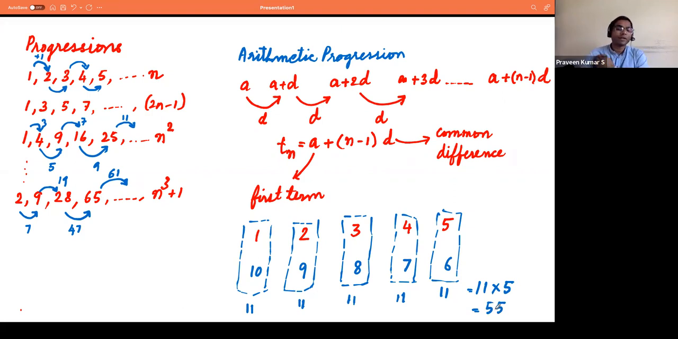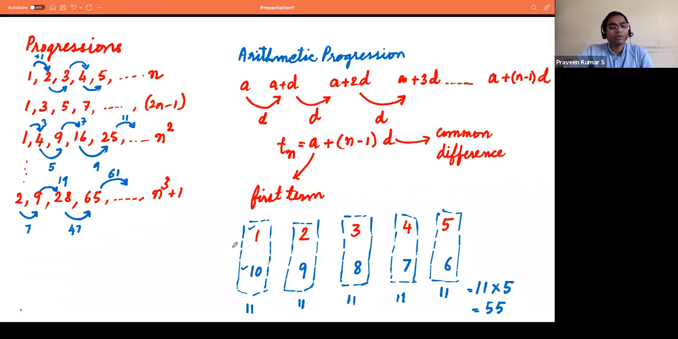Yes. This is a very, very interesting property. If you observe, what we are doing is we are adding the first term, we are adding the last term, and then we are multiplying by the number of pairs. Am I right?